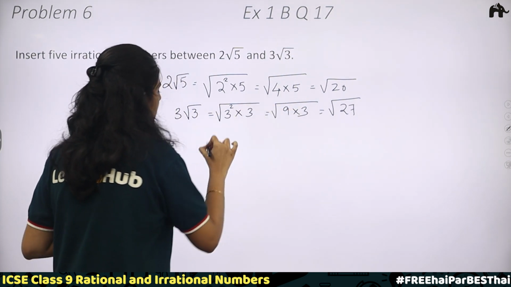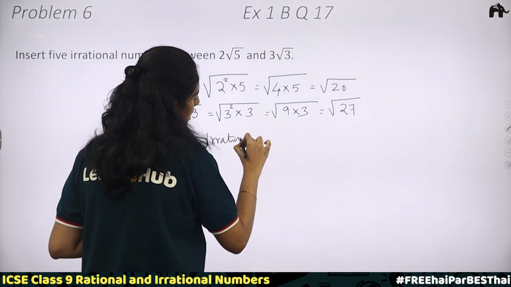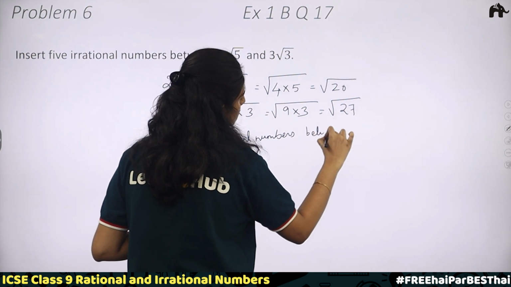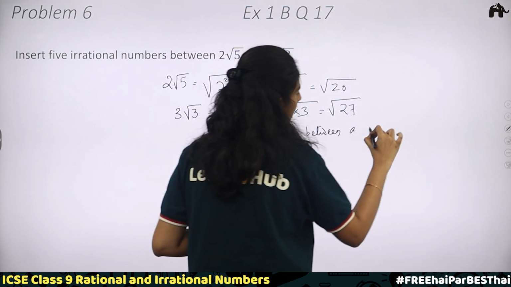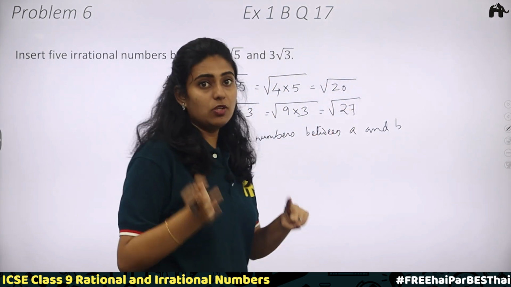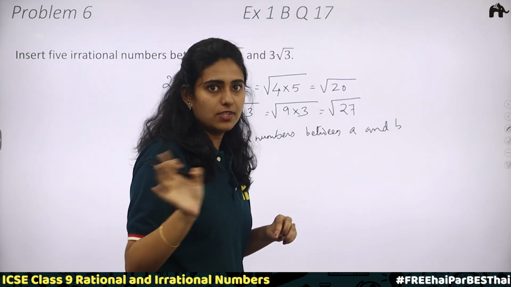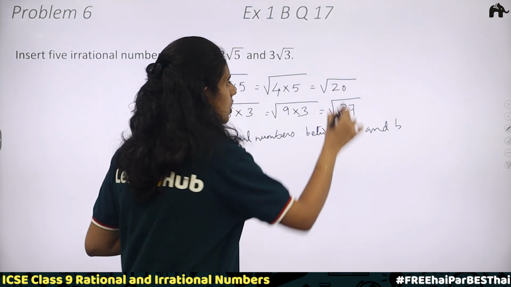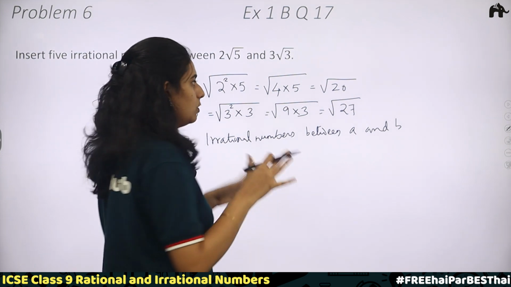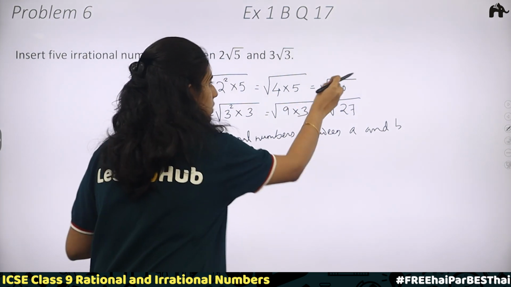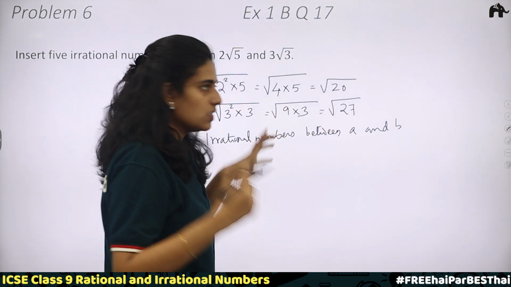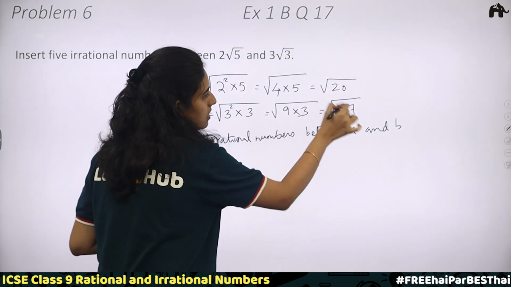Okay, so we have said that to get irrational numbers between A and B, if you are taking these two numbers A and B, when you take the product, if it is not a perfect square, then it will be an irrational number. So here we have 20 and 27. When you take the product, you will be getting a number and it is going to be an irrational number. So to get five irrational numbers between root 20 and root 27, it is very easy. Take the numbers between 20 and 27.